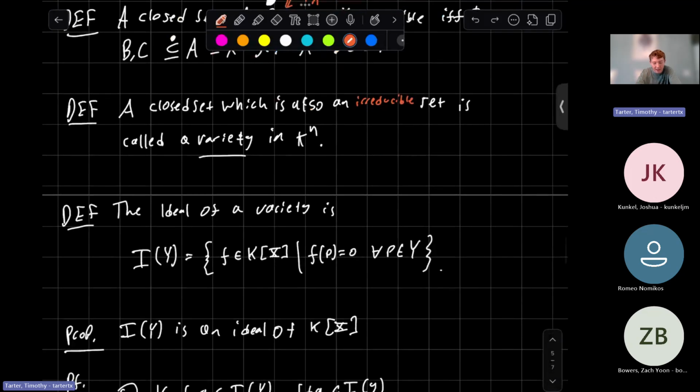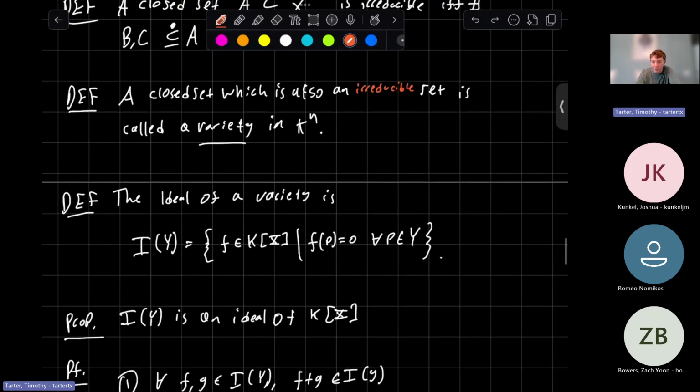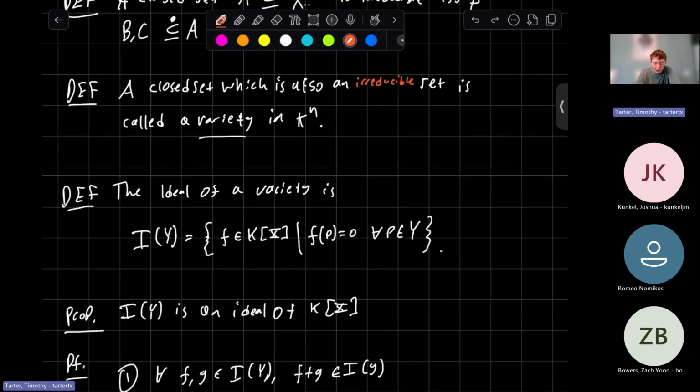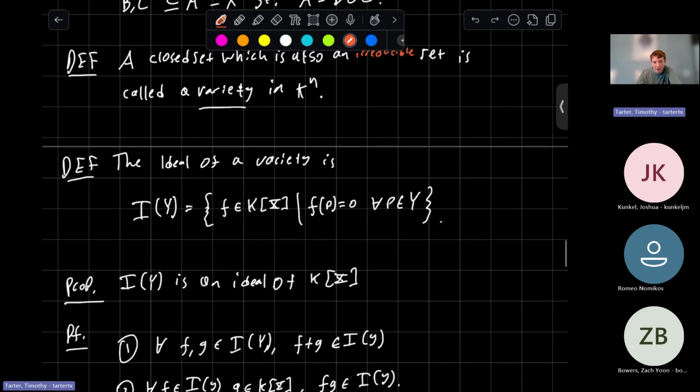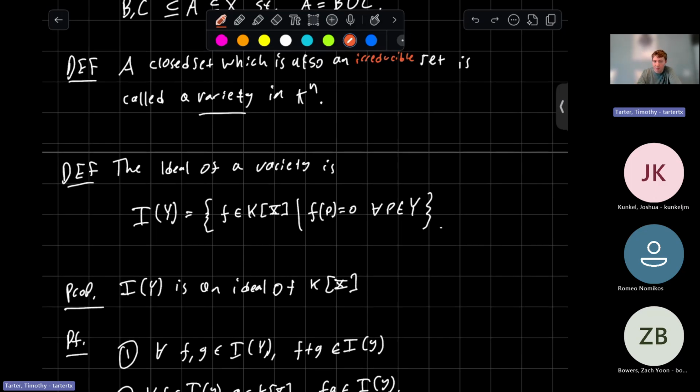So yeah, the ideal of a variety, like I said, is all of the functions which zero out on the variety. My counterexample is that you could have a variety generated by x squared, and you might be thinking this variety is 0, and I want this to mean x squared. Well, the ideal of that variety is going to be generated by x. And so you get x squared, x cubed, and so on. So in a sense, you're maybe losing some information, right?